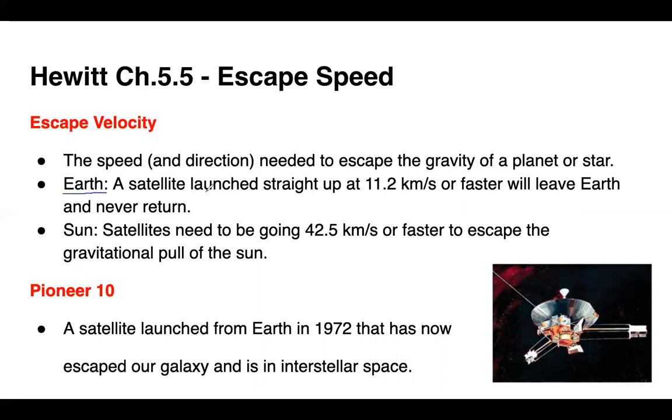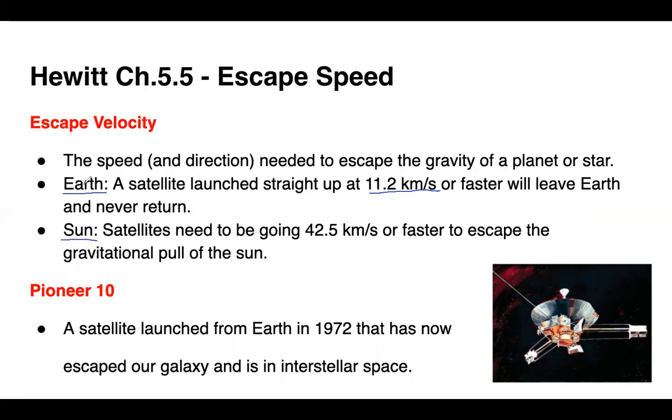At Earth, a satellite has to be launched straight up at exactly 11.2 kilometers per second or faster in order to leave Earth's orbit. So that is a projectile that would go up and would never come back down. It would just continue to move away from our planet. It has escaped Earth's gravitational pull.